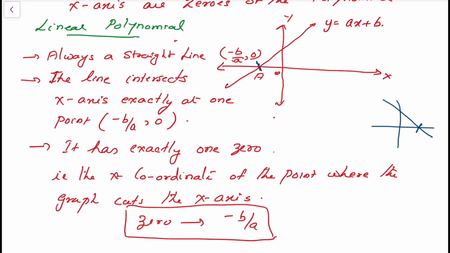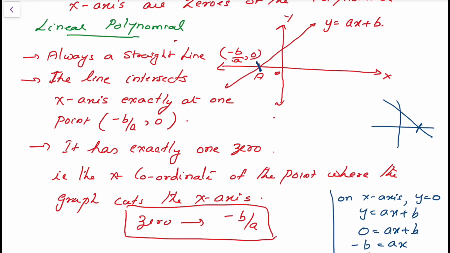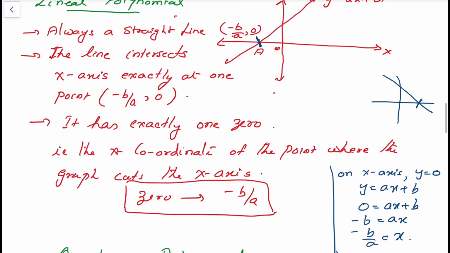So y equals ax plus b. This point A, how did you get it? On the x-axis, this also you learned in 9th standard, the y-coordinate is 0. So you can put y equal to 0. Substitute in y equals ax plus b. y is 0, so ax plus b equals 0. Bring b this side: minus b equals ax. Minus b by a equals x. That's how you get it: x is equal to minus b by a. So the point A is (minus b by a, 0).